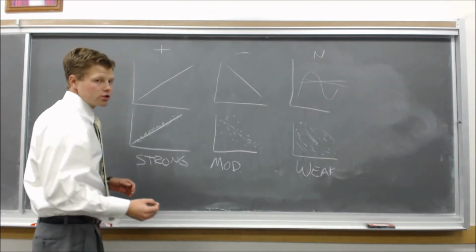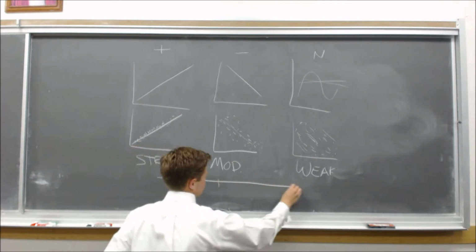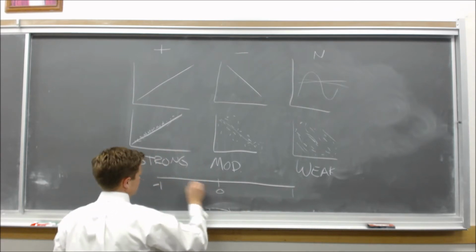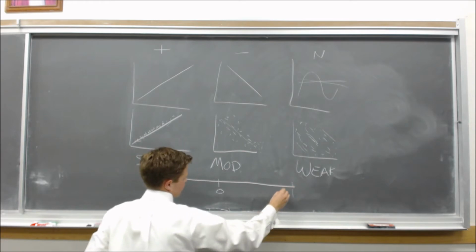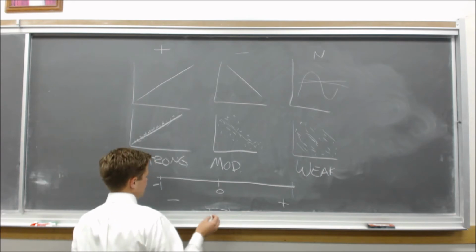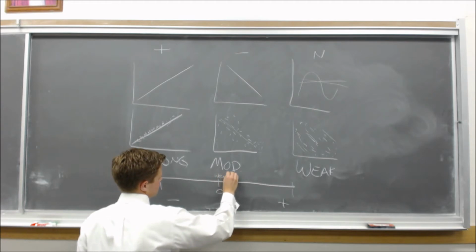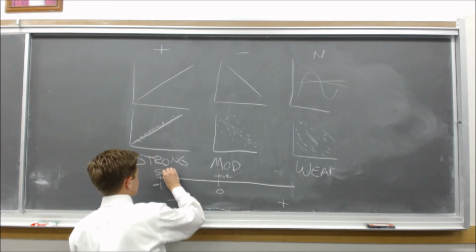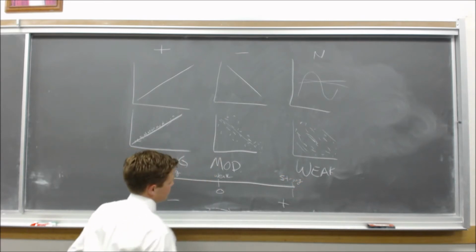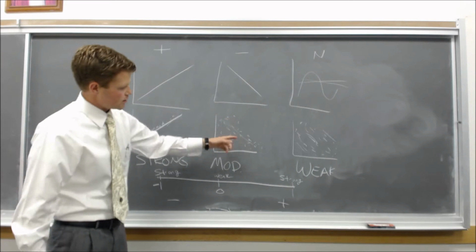And then the closer to 1 that it gets, so I'll draw a little number line here. So this is 1, this is -1, and this is 0. Okay, so we have positive on this side, negative correlation on this side. And if it's close to 0, then it's weak. And if it's closer to the outside, then we have a strong correlation.